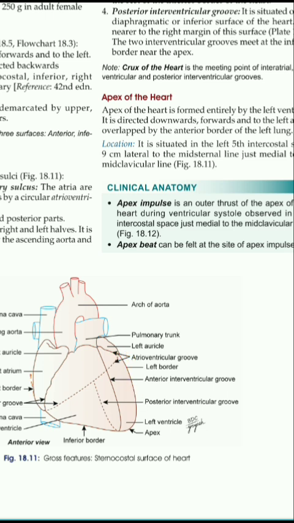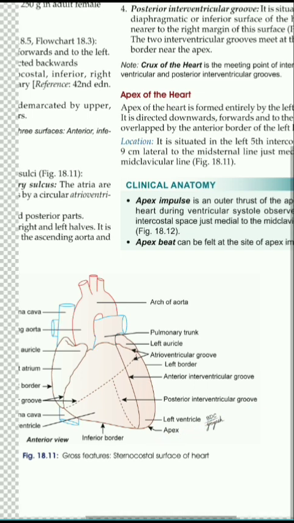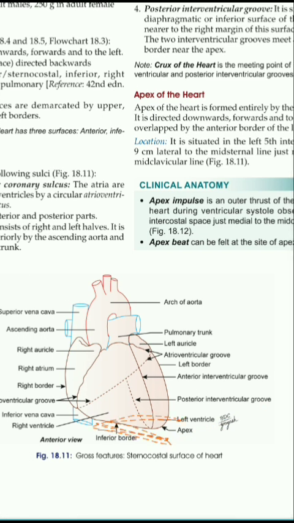That is our left border, and that is our right border. That is our anterior interventricular groove, and that is our posterior interventricular groove, situated posteriorly. We see the largest portion here, which is the left ventricle, and the most elevated portion of the left ventricle we call the apex of the heart. It is situated inferiorly, that's why it's called the inferior border. That is our right ventricle.